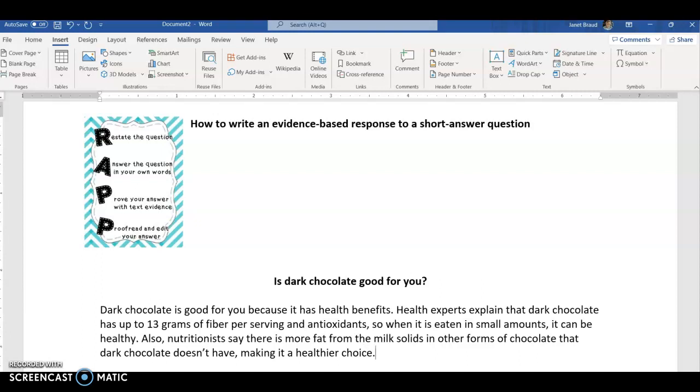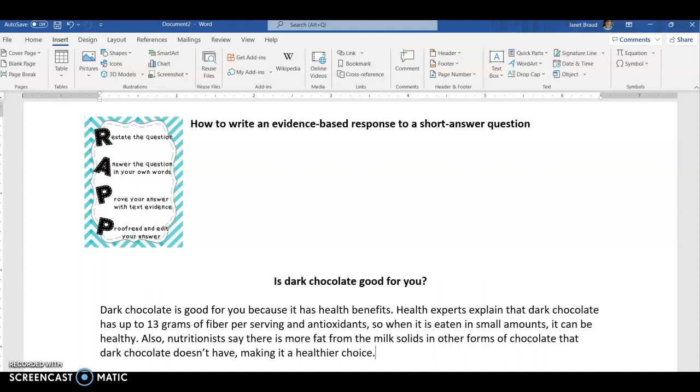And so that is how I have used the RAPP strategy to write an evidence-based response. In other words, I have incorporated some text evidence into my response so that I answer the question completely.